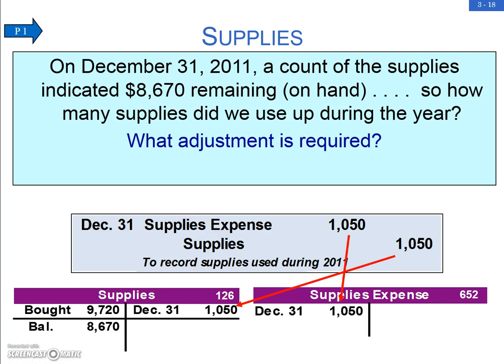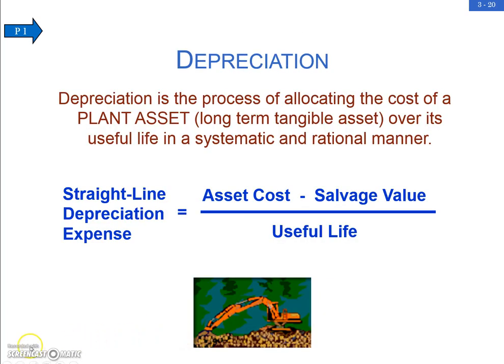Remember, the original entry when we purchased supplies, that was a business transaction. This is more of an adjusting entry, just to get our assets and expenses to their proper amount at the end of the period. Really just with not the passage of time, but using up.